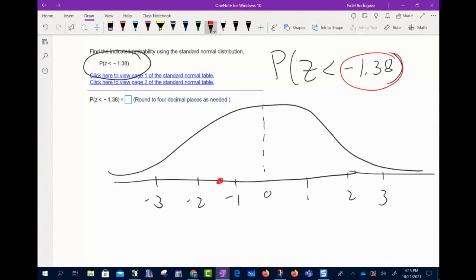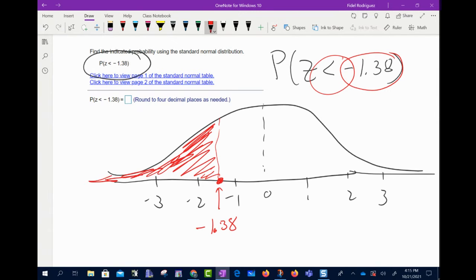It would probably be somewhere right about here. So there's my -1.38. And because it says less than, what we're looking for is the area to the left. Since I'm trying to find the area to the left, and we keep going this way to the left forever, we're approaching the idea of negative infinity.